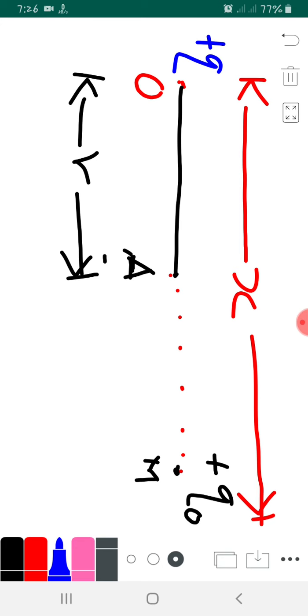Again I'll repeat the figure. Consider point O carries plus Q charge. Consider point A at distance r from O. Now consider point M which carries positive Q0 charge, and this point M is at distance x from the plus Q. Got it? Clear?